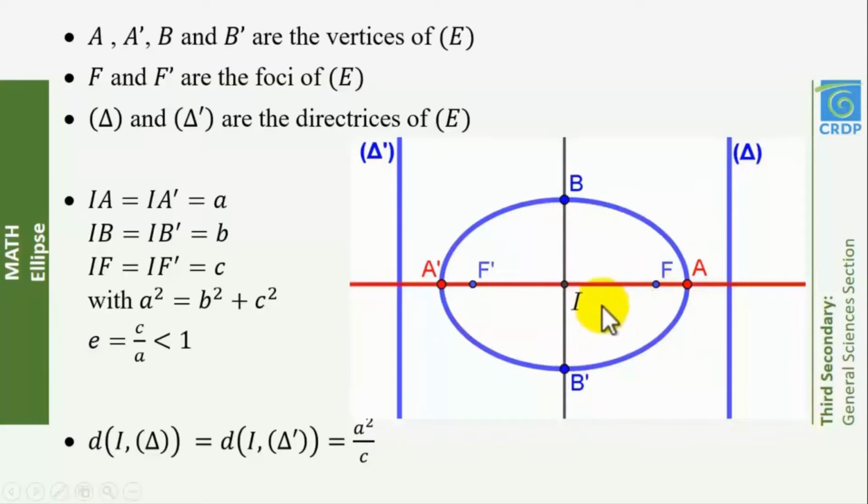IF equal IF prime equal small c, with a squared equal b squared plus c squared, and E equal c over a less than 1. Distance from I to delta equal distance from I to delta prime equal a squared over c.